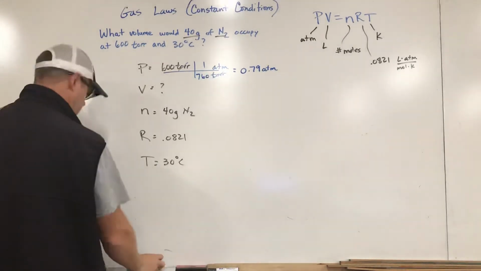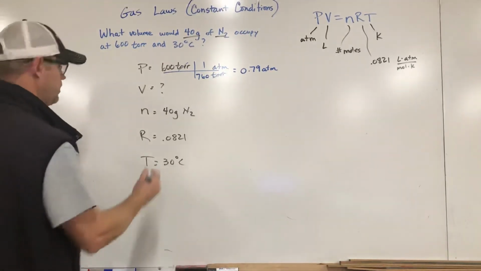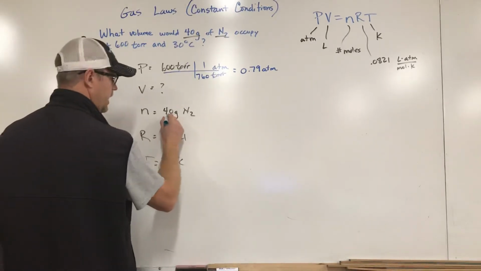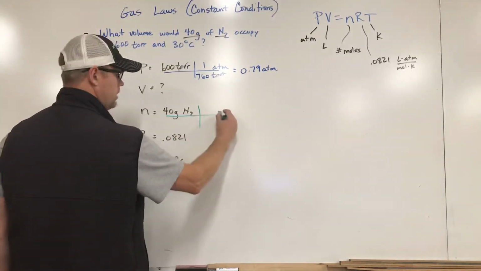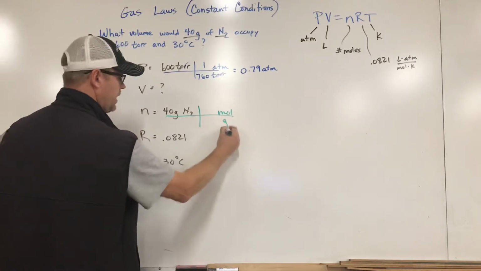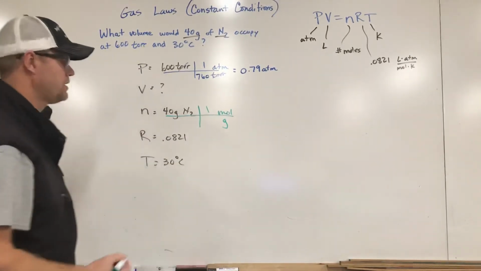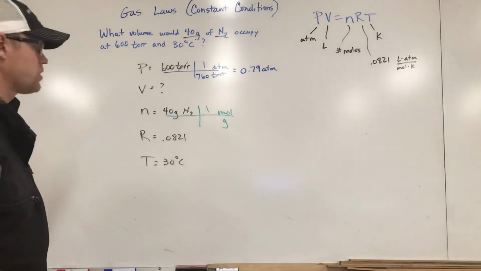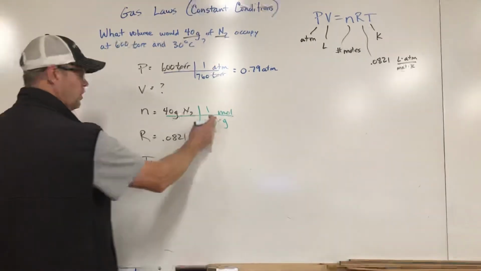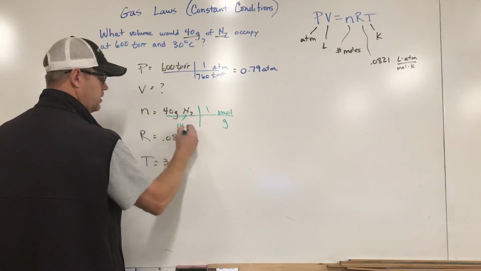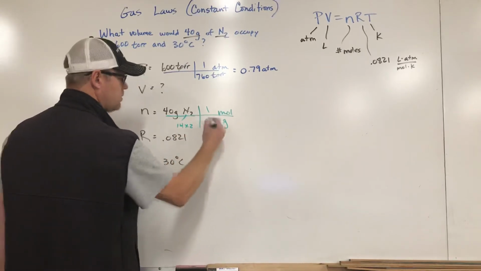All right, let's take a look at what else we have to work with. This should be in moles, and I have grams of nitrogen. So I need to turn it to moles, which is something you've done 1,000 times. I'm going to look at the periodic table and find the molar mass. 1 mole is what the periodic table shows us every time. And 1 mole of nitrogen is 14 times 2, which would be 28 grams.